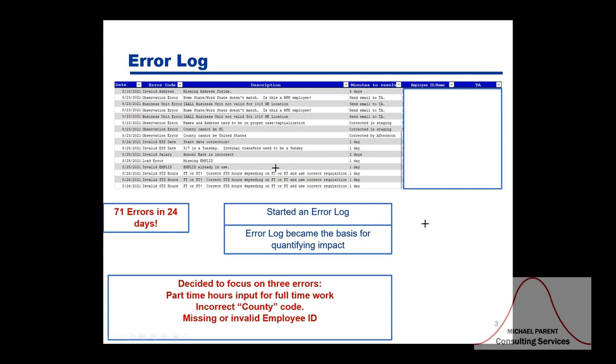From this error log, we were able to focus on 3 of the most pervasive errors that populate this log. The first one was that there was this incongruence between people being entered as full-time work, but then being assigned 28 hours of work for some reason in the Taleo system. So that was a non-congruence that we needed to fix.